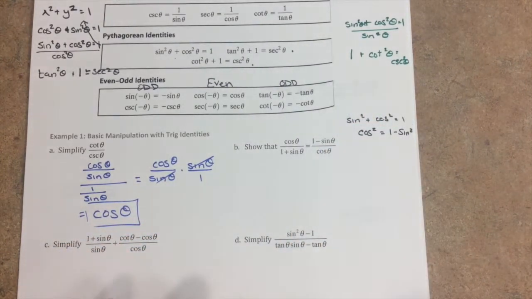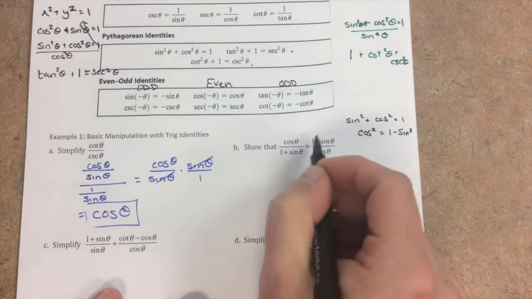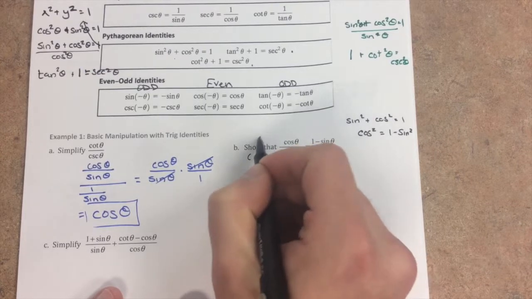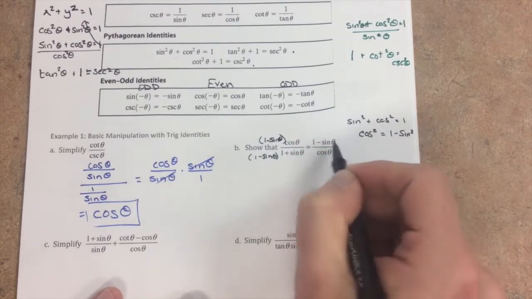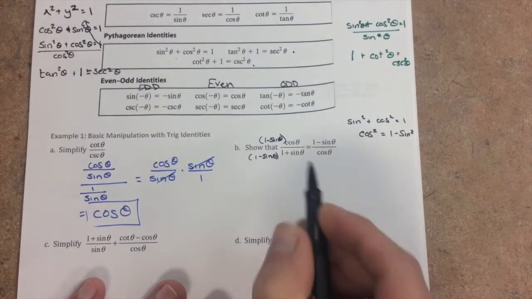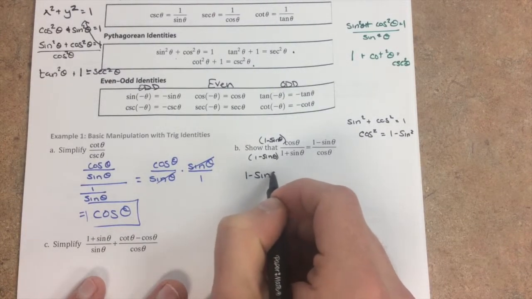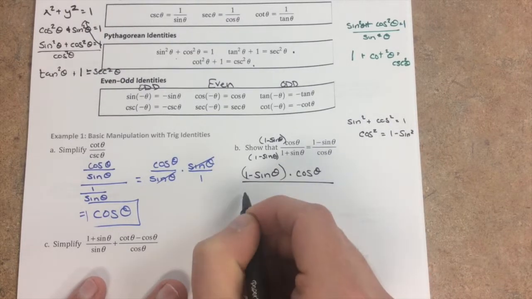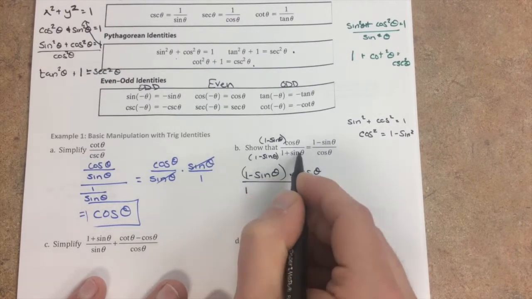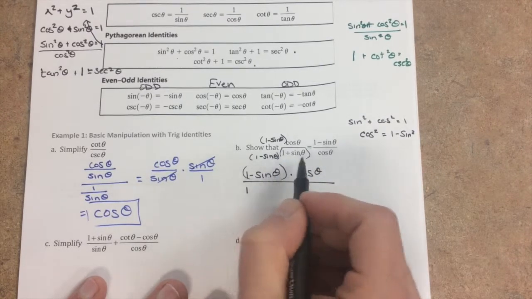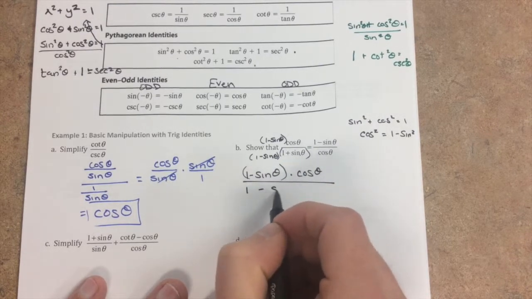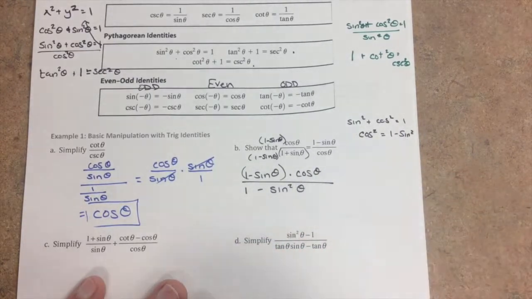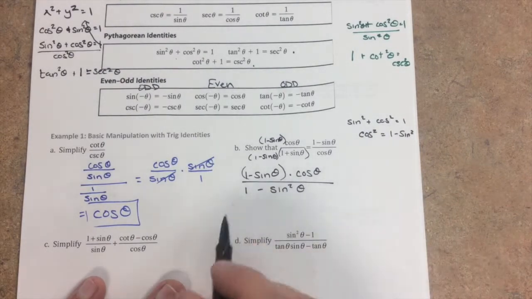Why do I do that? Well, if I multiply the top and bottom by 1 minus sine theta, I'm going to get what I want on the top, correct? So I have 1 minus sine theta times cosine theta all over 1. If I distribute this out, which means I FOIL, these are conjugate pairs, so it's just 1 minus sine squared theta. Well, we just have right over here, 1 minus sine squared is the same thing as cosine squared.